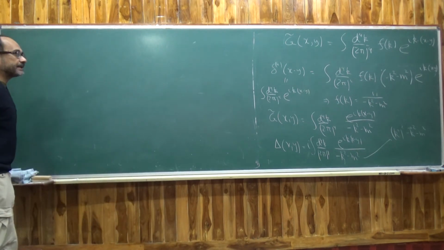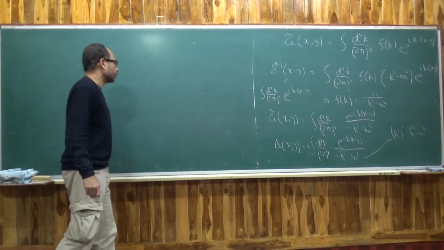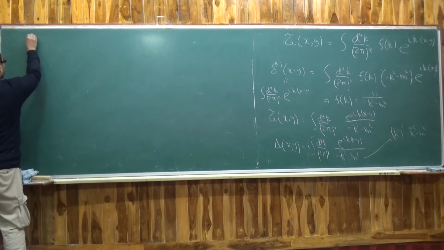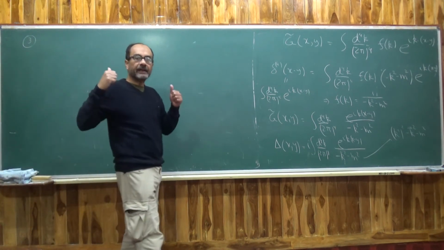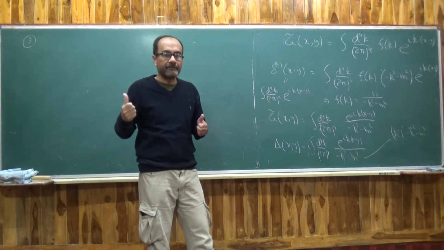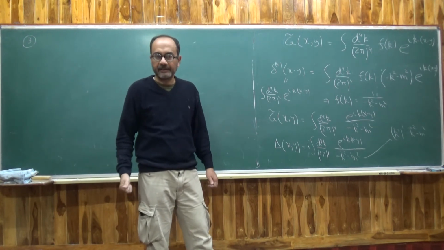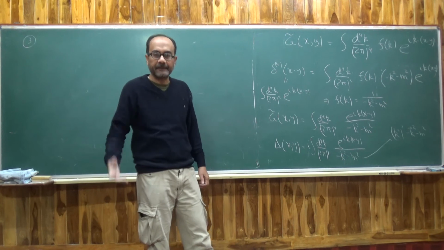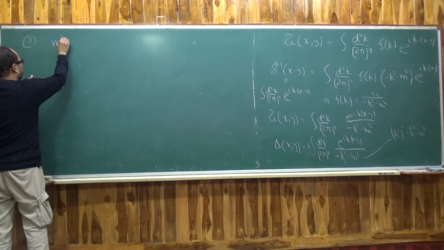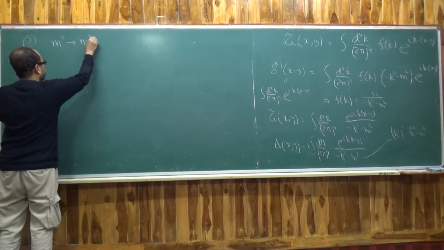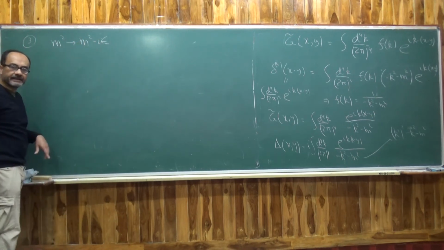Okay, so let's try to go through these methods one by one. We'll start with 3, which is easiest to implement, which is to somehow introduce a small negative imaginary part to the energy of the excited state. And that we can do by simply replacing m square by m square minus I epsilon. This we discussed yesterday.